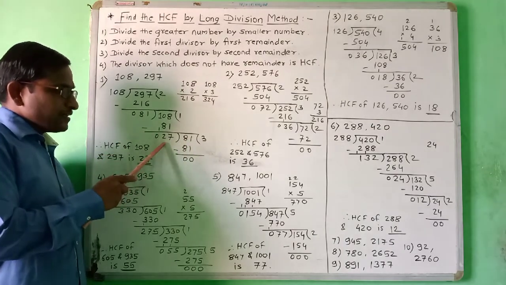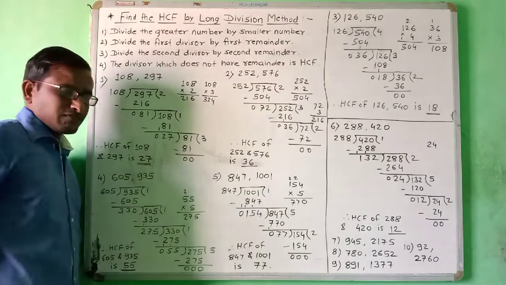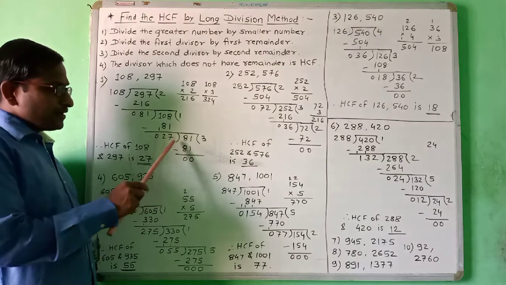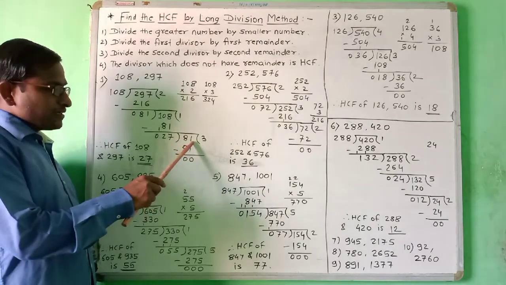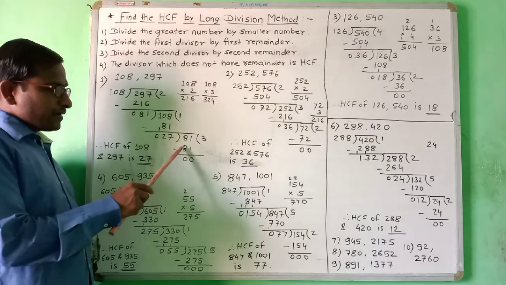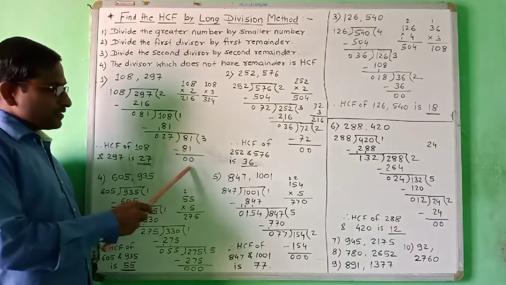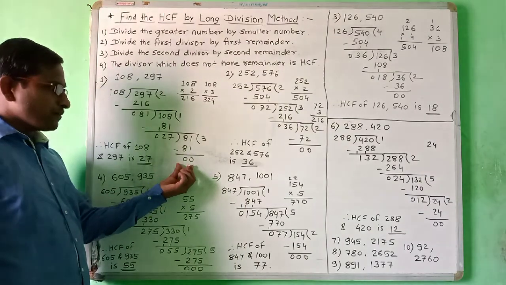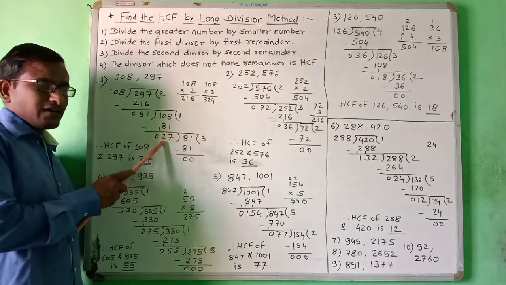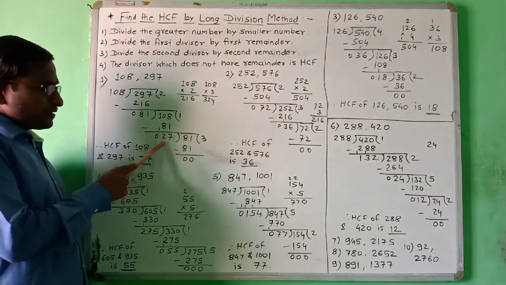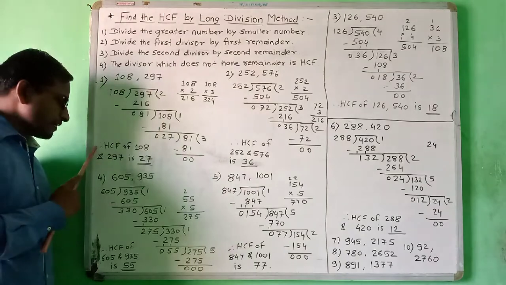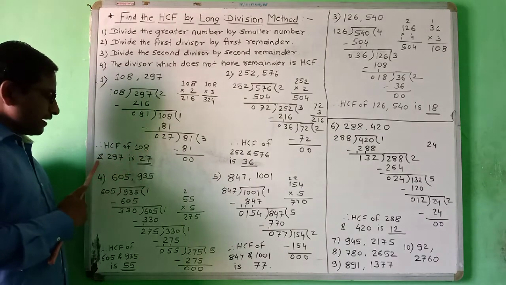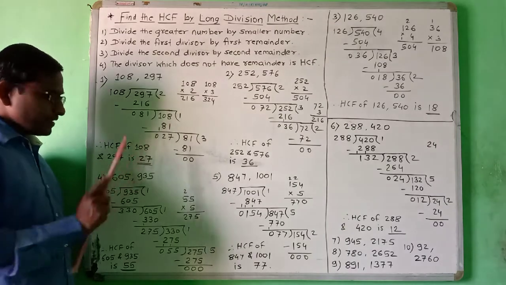So in the 27 table, 81 is present, 27 3s are 81. So write here 3 and write here 81 and then again do the subtraction. 1 minus 1 is 0, 8 minus 8 is 0. So this is the answer. When we get remainder 0, the divisor in the last step is the highest common factor. 27 is the highest common factor. So write here, therefore the highest common factor of 108 and 297 is 27.